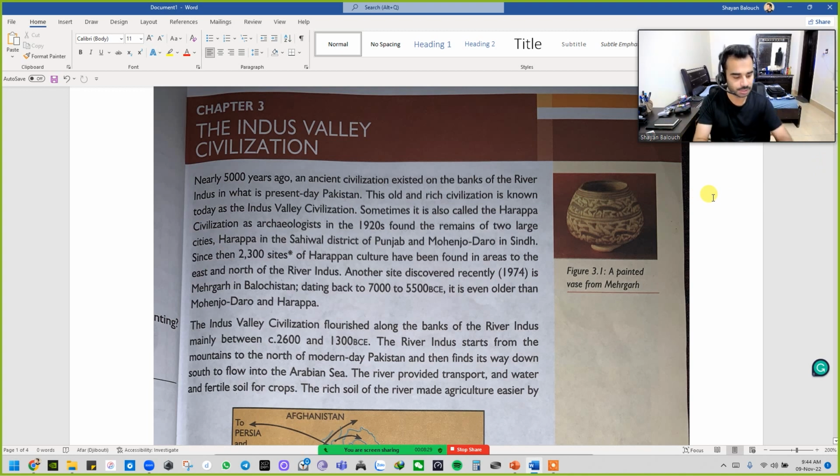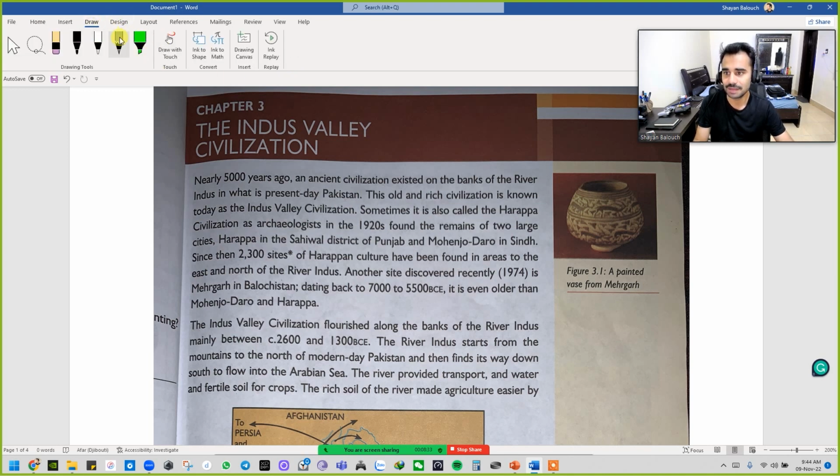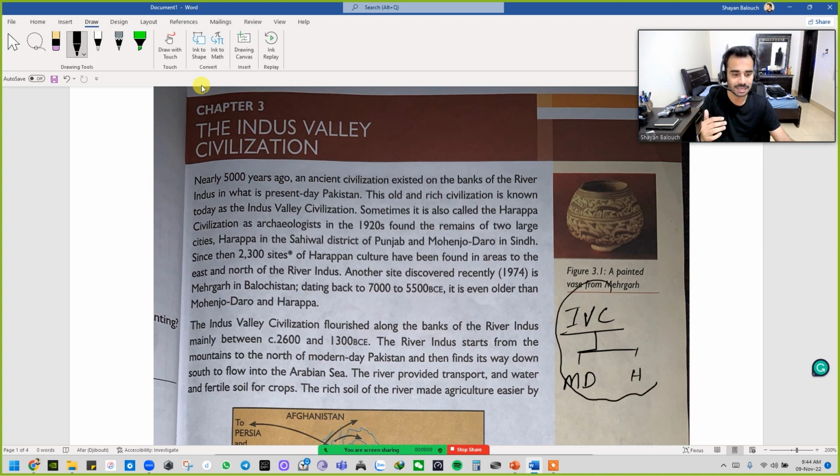Let me show you over here. This Indus Valley, I'm just going to write IVC, Indus Valley Civilization. It is an umbrella term, and under this there are two different civilizations, or actually two different geographical areas. Number one is Mohenjo-daro, I'm just going to write MD for that, and another is Harappa. Okay, so they are part of the same civilization.